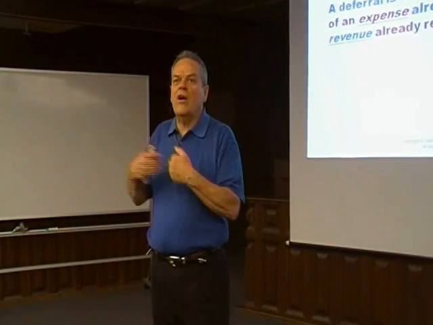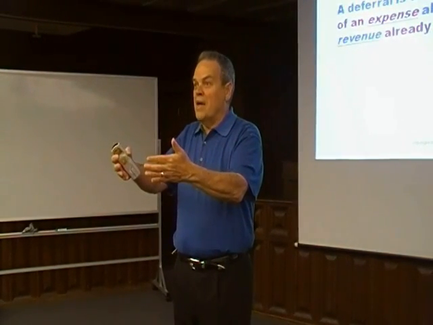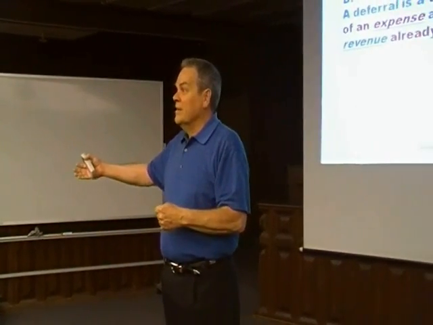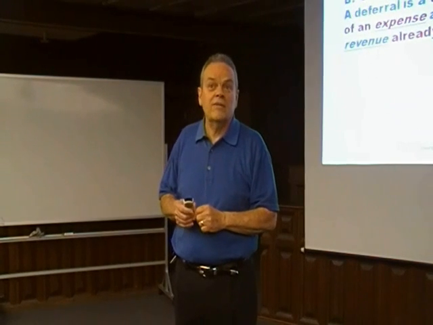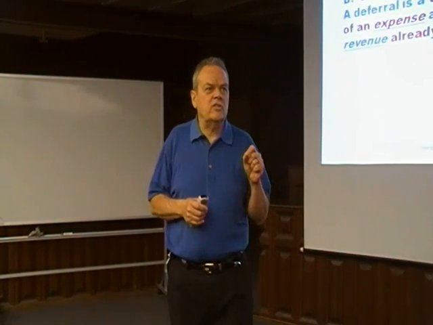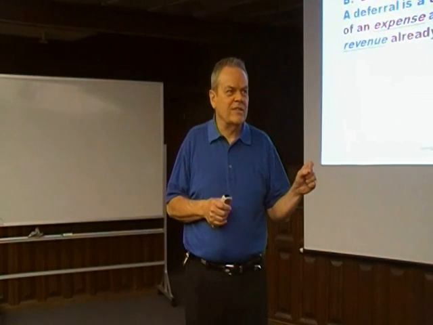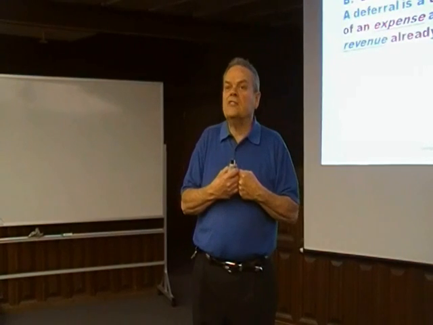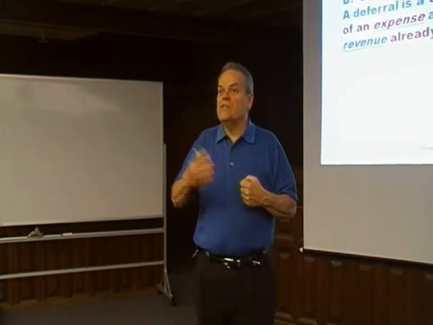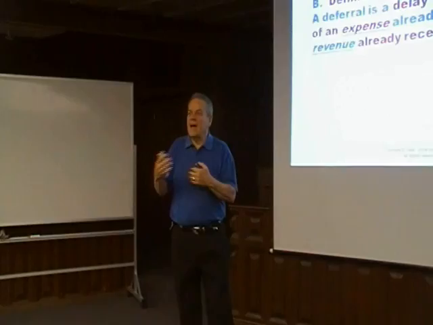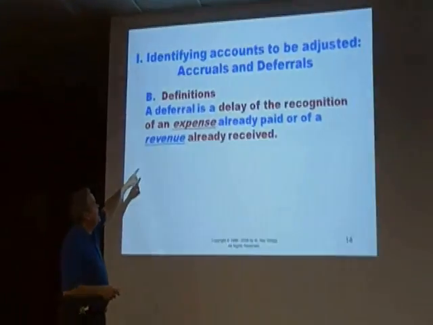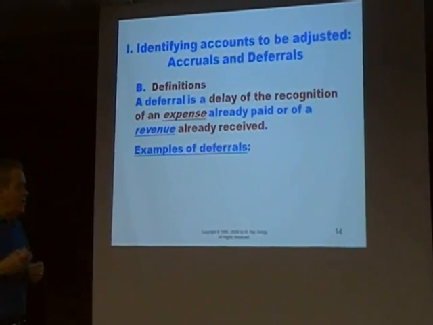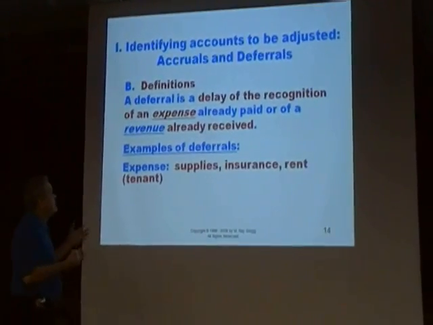Most of the revenue that we earn, we do the work for and they pay us right then, or we do the work for and they promise they'll pay us later. Debit accounts receivable, credit service revenue. Some industries collect revenue in advance. When they collect the money up front and haven't done the work, that's unearned revenue. Every time they do the work, they're entitled to call that revenue. It's the delay of revenue already received. Deferrals.